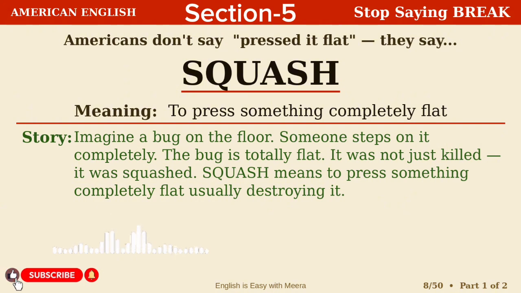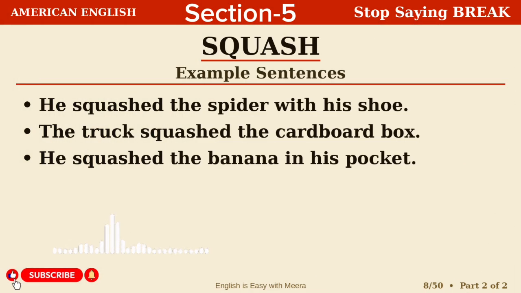Story, imagine a bug on the floor. Someone steps on it completely. The bug is totally flat. It was not just killed, it was squashed. Example, he squashed the spider with his shoe. The truck squashed the cardboard box. He squashed the banana in his pocket.